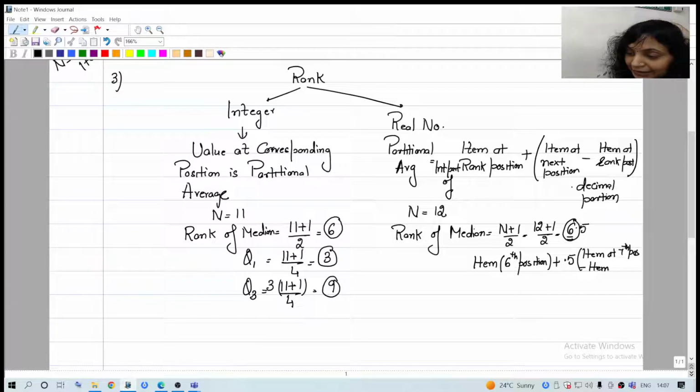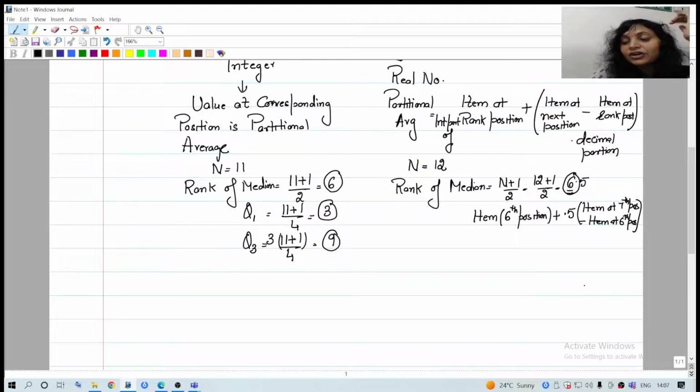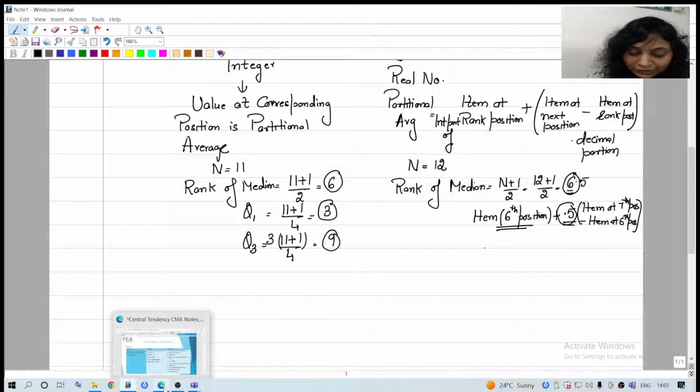minus the item at 6th position. That means the decimal part is multiplied by the difference between the item at the integer part of the rank position and the next item. Whatever item lies on the 6th position, we take it, and the difference of the 7th and 6th item is multiplied by the decimal value. So let's do a question that will give us more clarity about this concept.